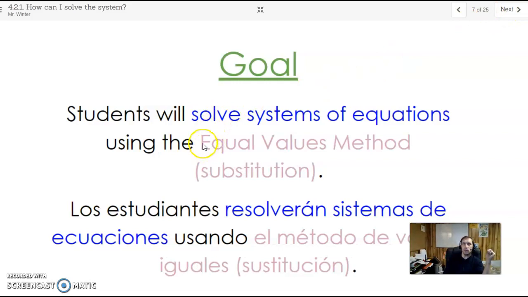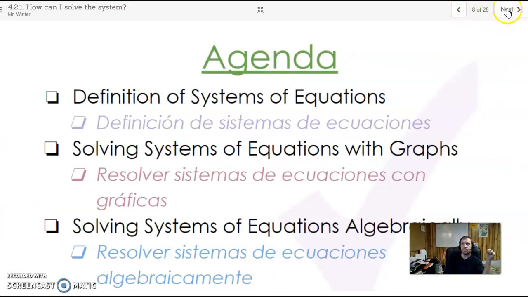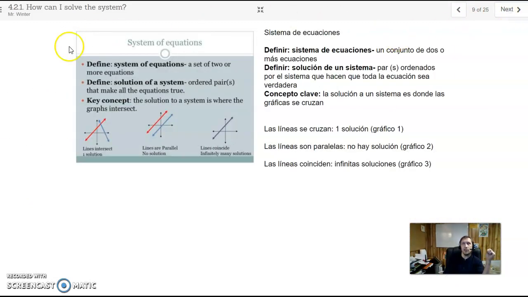We're going to use something called the equal value method today. It's a substitution property, and so I want you to make sure you have that down. So write equal value method to solve system of equations in your notes. And here are some definitions for our system of equations. Notice we have 3 possibilities when we have a system. We either have one solution, no solutions, or infinitely many solutions.